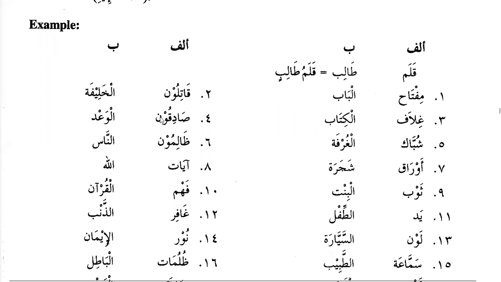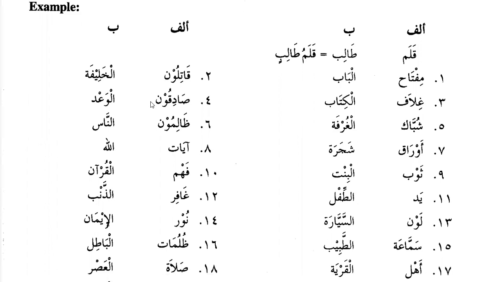Now remember one thing: when any word has noon, like this one, this is jama' mudhakkar salim. When it is made mudaf, the noon is dropped, because we can't use tanween with mudaf. So qatilul khalifati, the noon will be dropped here. But what of waw? The waw will remain, you should write waw, to show it is jama'. But tanween, which means noon sakin, will be deleted. Yes, the waw will remain, but it will be silent in pronunciation. Qatilul khalifati.